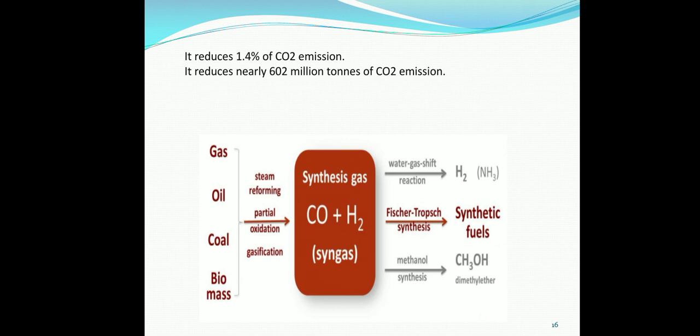Basically, why do we use only syngas? Because syngas is used to produce diesel. It reduces around 1.4% of the CO2 emission. It reduces nearly 602 million tons of CO2 emission. That is the formation of syngas, you can say that.